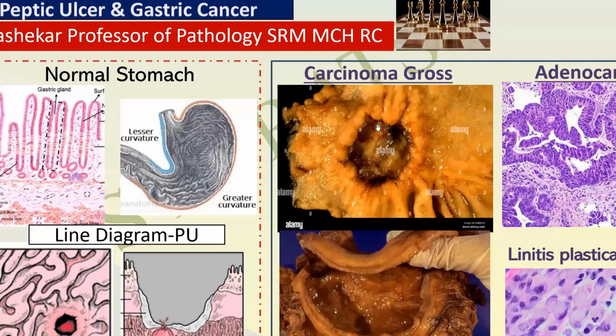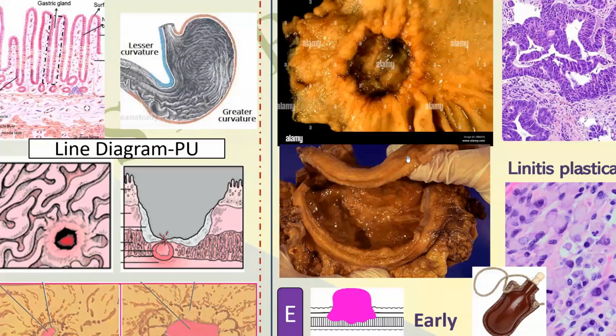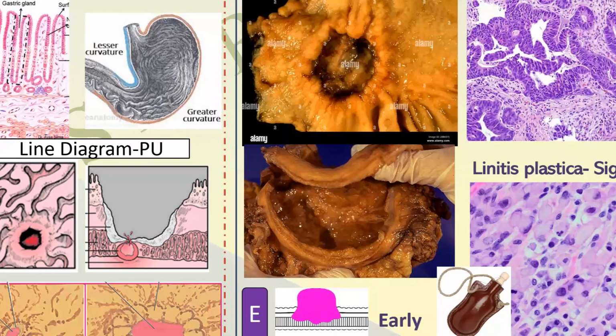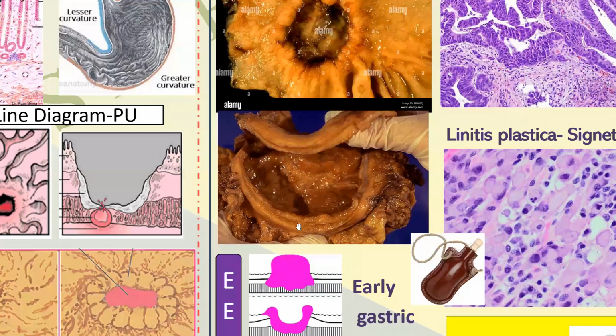There is another form in which I will not be able to see the ulcer at all, but the entire wall is thickened. Compare it with this, which is usually thin and will collapse. Whereas in this case, it is thick, measuring about 1.5 or even 2 centimeters in thickness, and it is uniformly thickened, resembling a leather bottle. It is called linitis plastica, a leather bottle stomach.